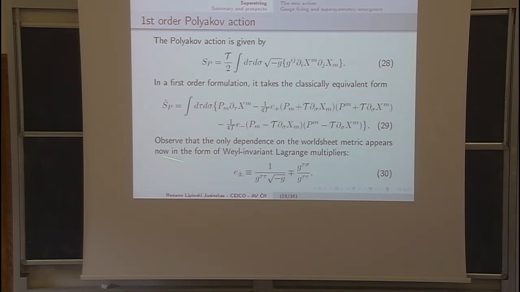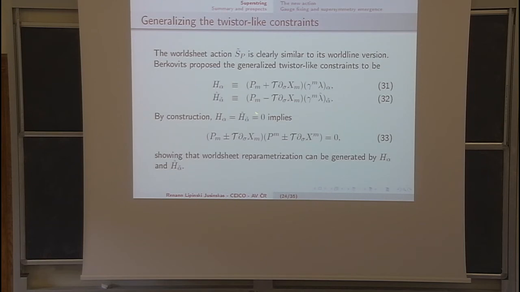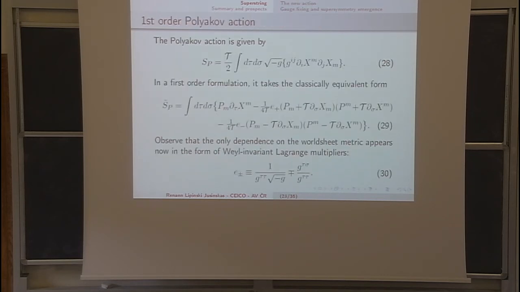and the worldsheet metric enters the action in the form of these Lagrange multipliers, right? So you are kind of led to use the same analogy that you had before for the p squared constraints, both of which are doubled here now, and write them down in terms of some twistor-like constraint. Right? So that's what Nathan proposed. So instead of this p m gamma m lambda, you have these constraints. You can think of them as the worldsheet generalization of the twistor-like constraint. And by construction, if you impose h alpha and h hat alpha hat to zero, you get these two constraints, and they're exactly the generators of worldsheet reparametrizations here.